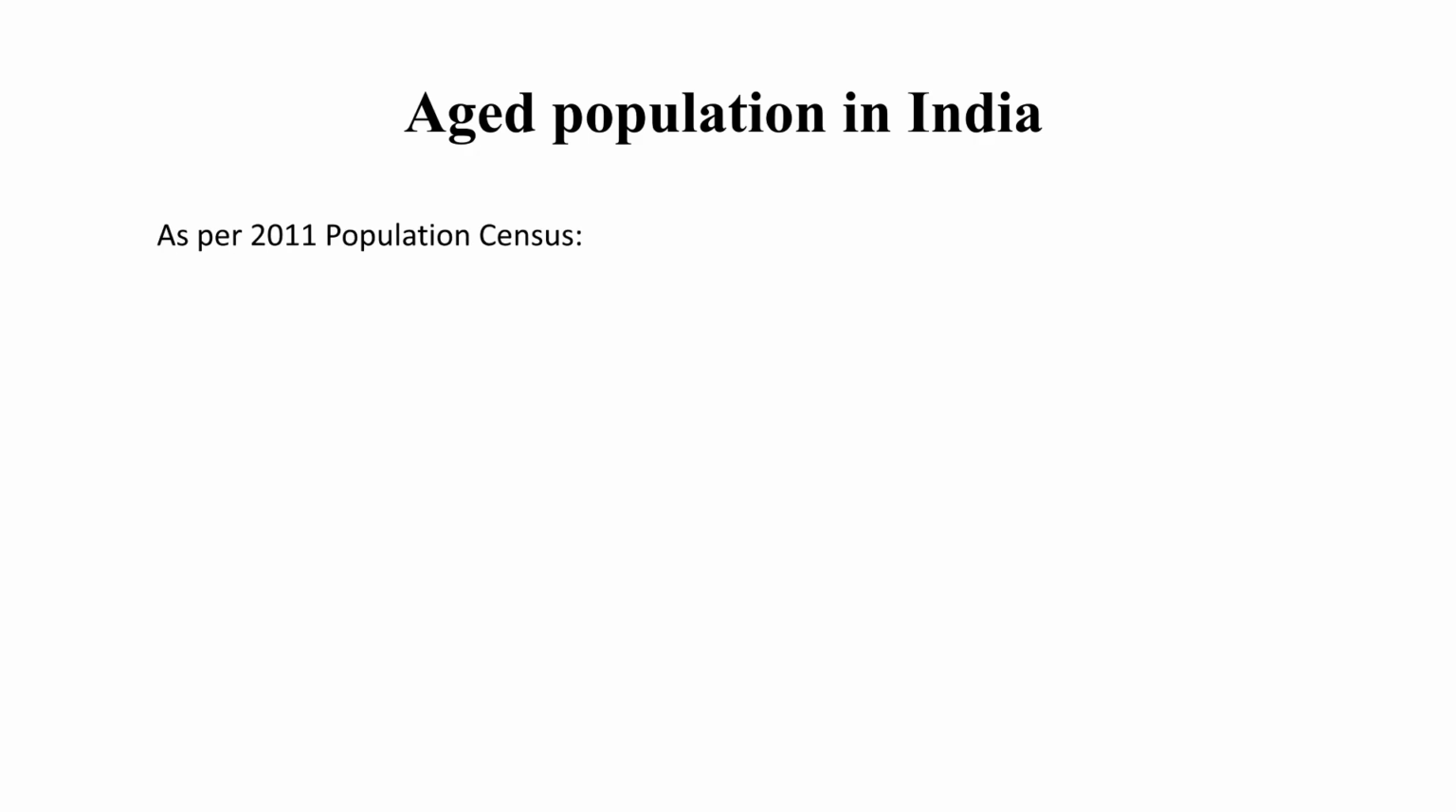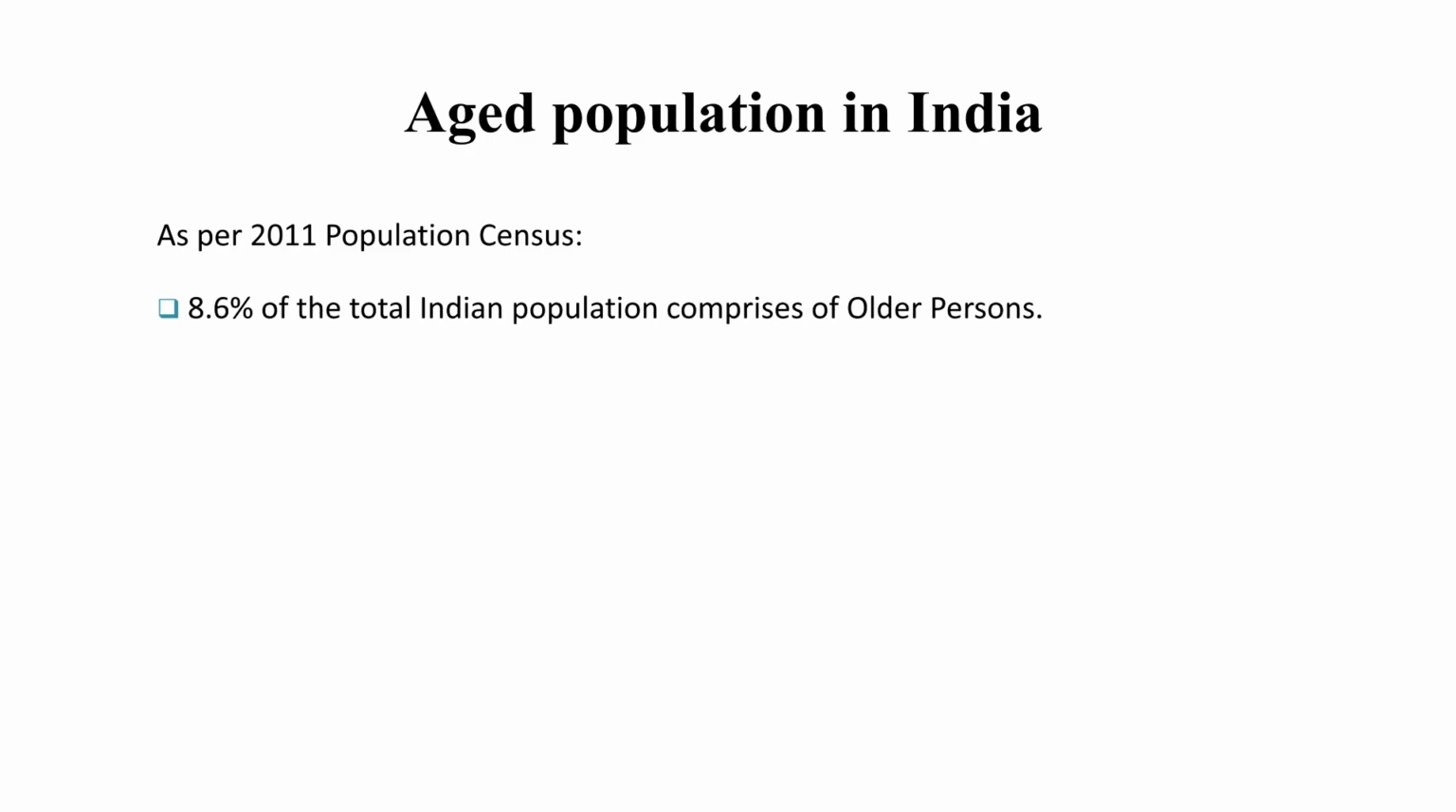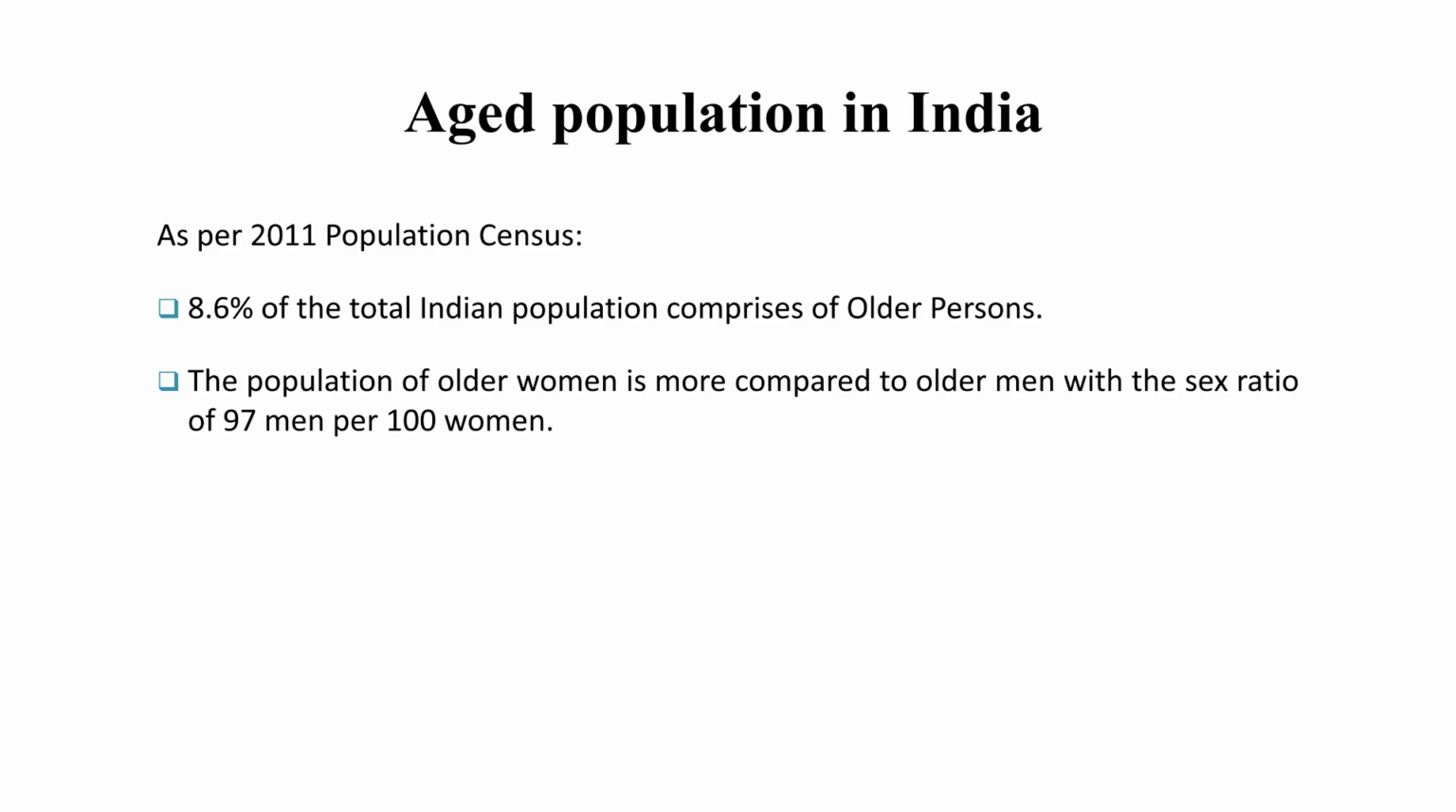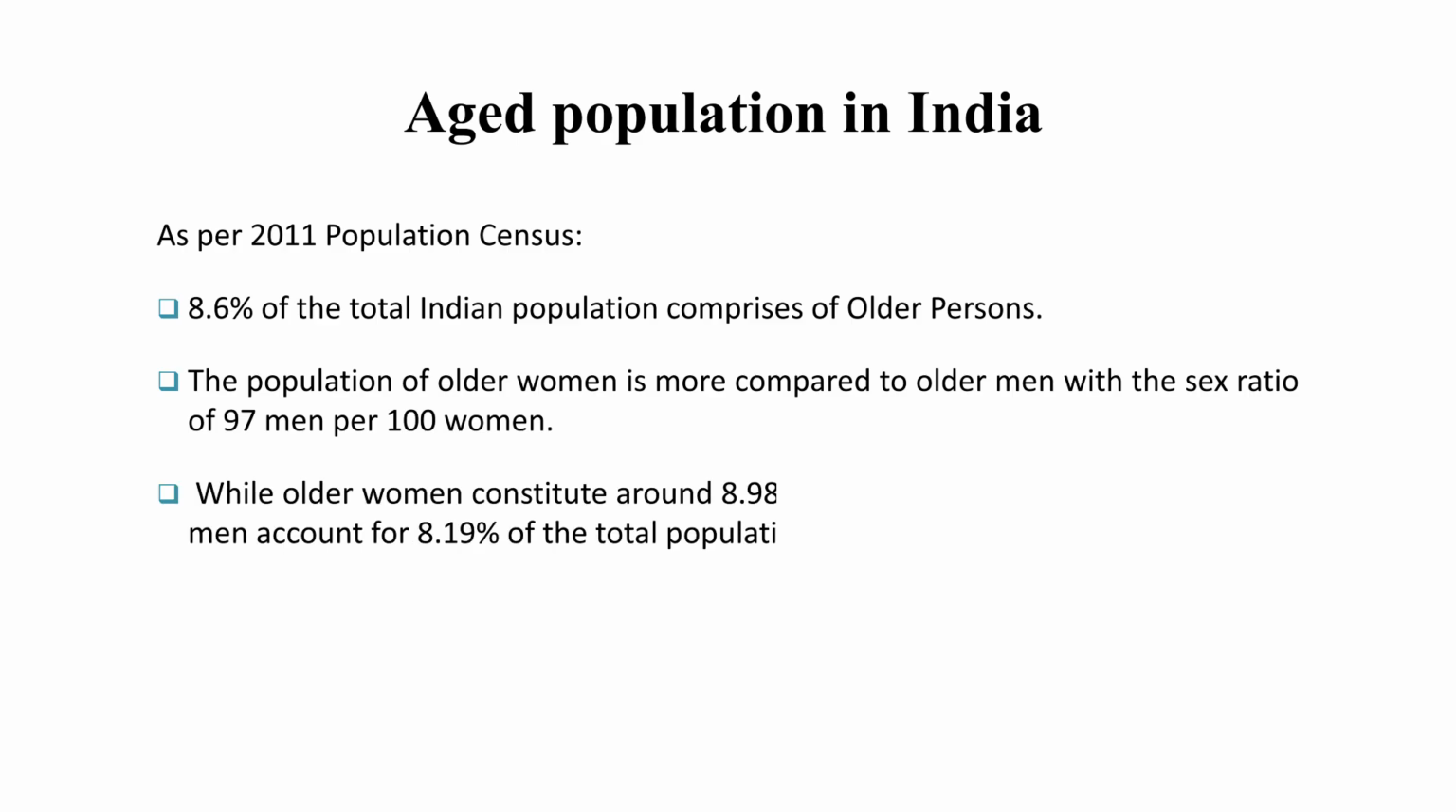As per the 2011 census, 8.6% of the total Indian population comprises older persons. The population of older women is more compared to older men, with a sex ratio of 97 men per 100 women. While older women constitute around 8.98% of the total population, older men account for 8.19% of the total Indian population.